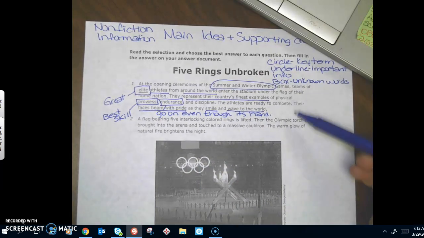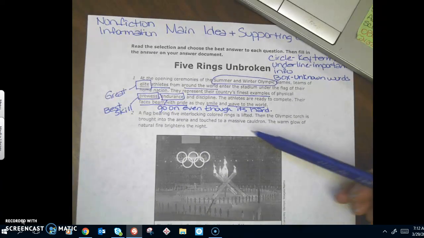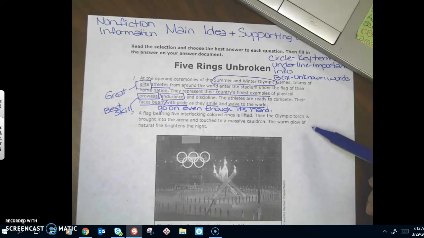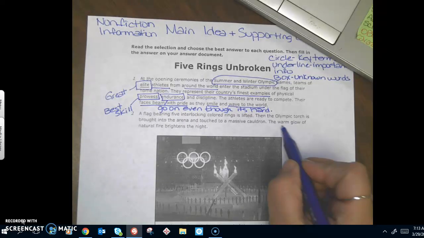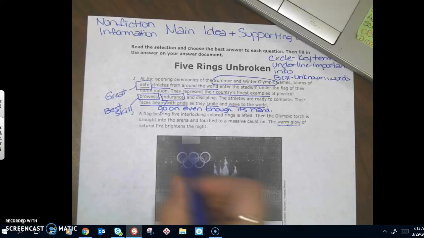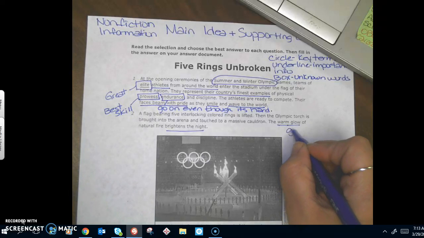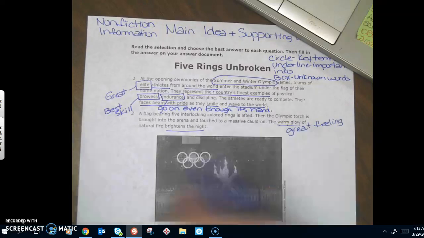This is just the first part. This is our introduction to what this is. So a flag bearing five interlocking colored rings is lifted, and the Olympic torch is brought into the arena and touched to a massive cauldron. The warm glow of the natural fire brightens the night. Right there, those are tone words that the author is using. Warm glow brightens the night. This gives a really great feeling. These tone words, warm glow brightens the night.